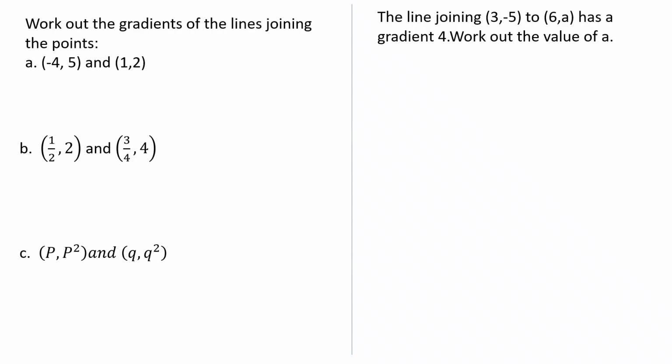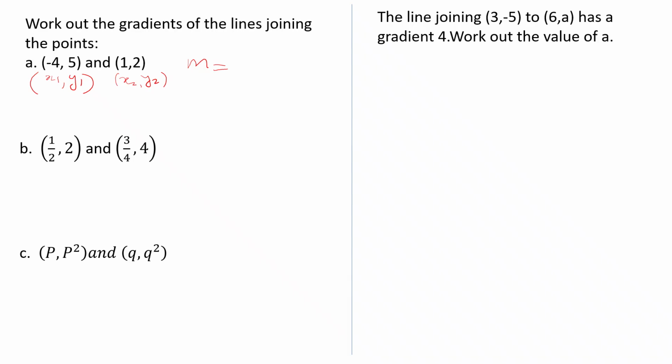Let's do some examples. Work out the gradients of the lines joining the points. First one, minus 4, 5. I am going to mark this one as x1, y1. The second coordinate, I'm going to mark x2, y2. So the gradient m equals, you can take either way around. The first one is x2, y2. The second one is x1, y1. It doesn't matter. You can take any way.